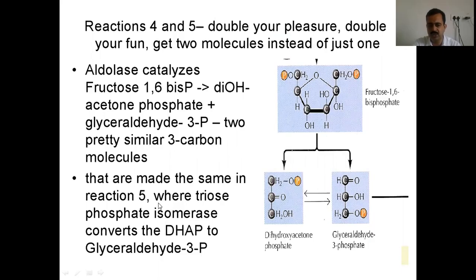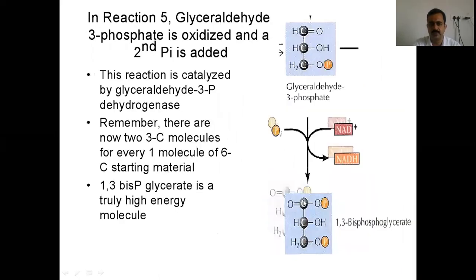They are interconverted in reaction 5, where triose phosphate isomerase converts DHAP to glyceraldehyde 3 phosphate. In reaction 5, glyceraldehyde 3 phosphate is oxidized and its second Pi is added. See here, one Pi was there and another Pi has been added. So now the product becomes 1,3-bisphosphoglycerate, correct? This reaction is catalyzed by glyceraldehyde 3 phosphate dehydrogenase, a dehydrogenase kind of enzyme. Remember, there are now 3 carbon molecules for every one molecule of 6 carbon material. Okay, 3 carbon molecules.